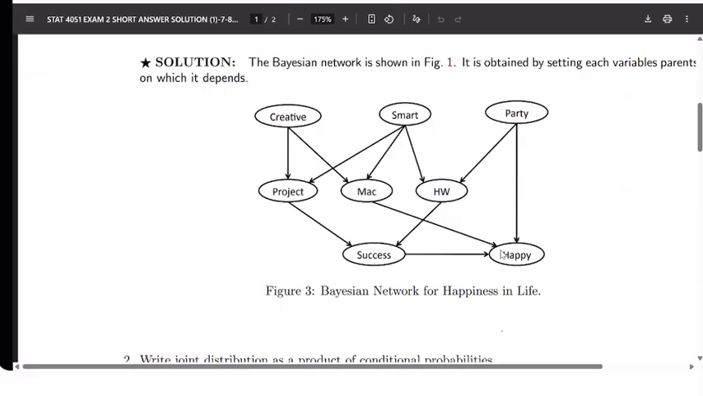256. That's a lot of parameters. So using a Bayesian network, you're only going to use 27. And that is one of the advantages of a Bayesian network. That is why with a Bayesian network, we save enough parameter space.